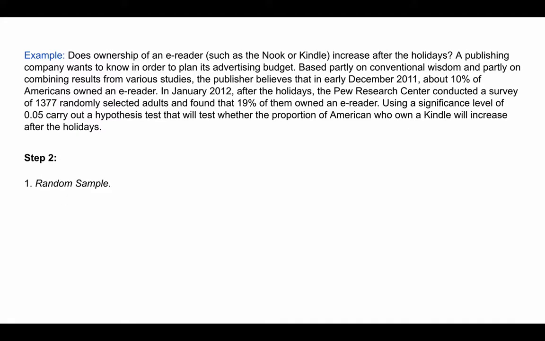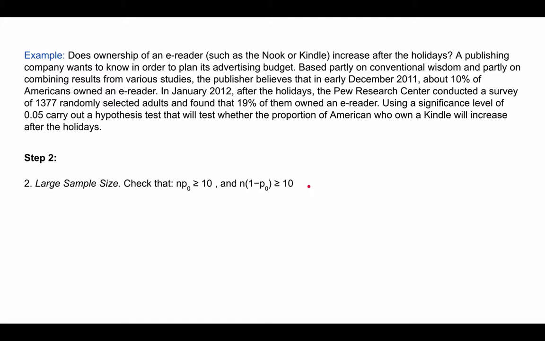Okay, so step 2, checking the conditions. First is random sample. We need to check that our sample was random. Now, we are told this. We are told that the Pew Research Center conducted a survey and selected 1,377 adults at random. So randomly selected, you can see it within the text.